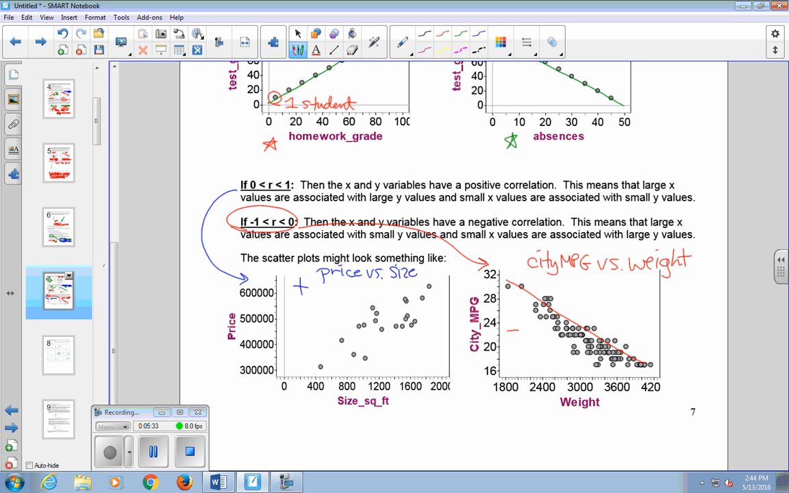And in this case, it's not perfect, which means that knowing the weight of a car would help us predict the city miles per gallon rating because there's some strength here. But there would be other variables involved as well. Again, it would give us a ballpark idea of what the city miles per gallon rating is if we know the weight of your car, but it wouldn't give us a perfect prediction.